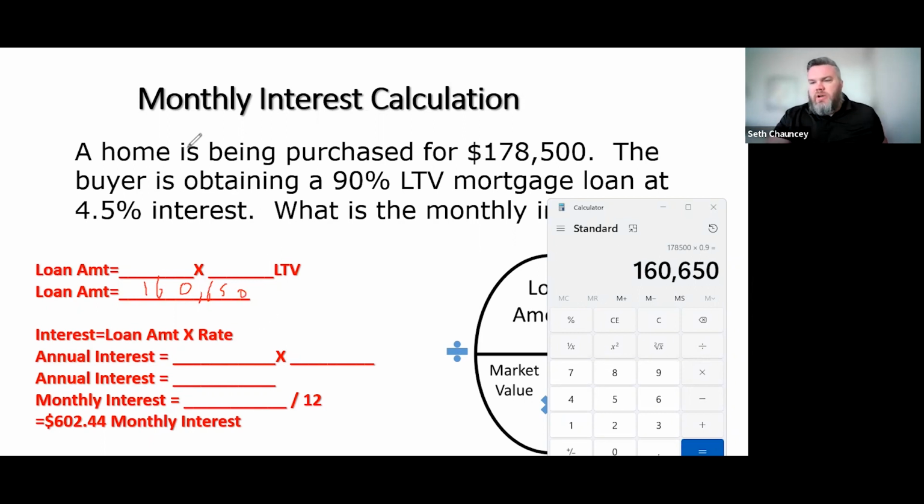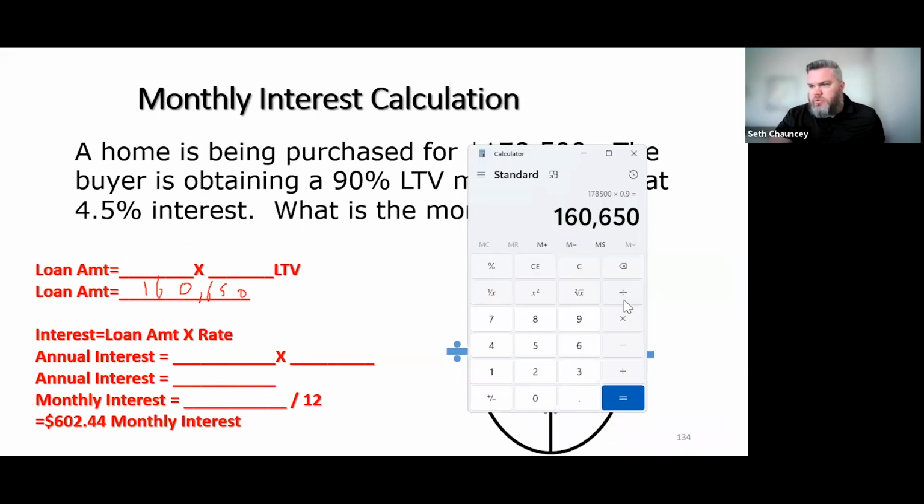And then we've got to find your annual interest rate. So that is your loan amount times your interest rate of 4.5%. So annual interest is 7,229.25. And then you just divide that by 12. 602.44.